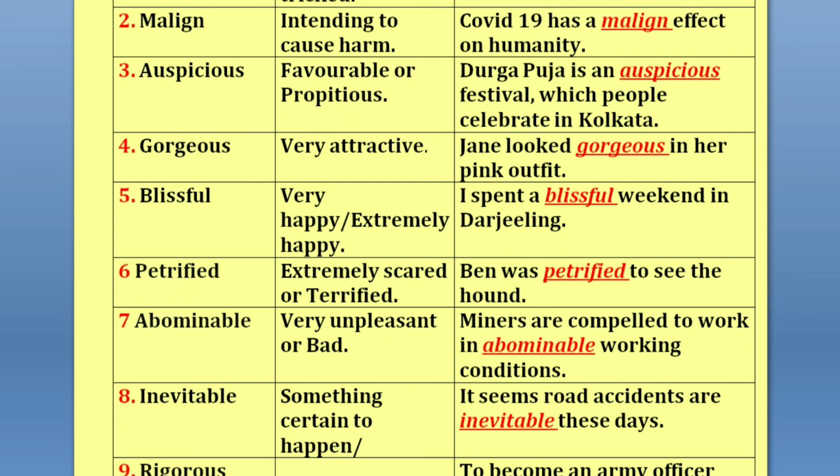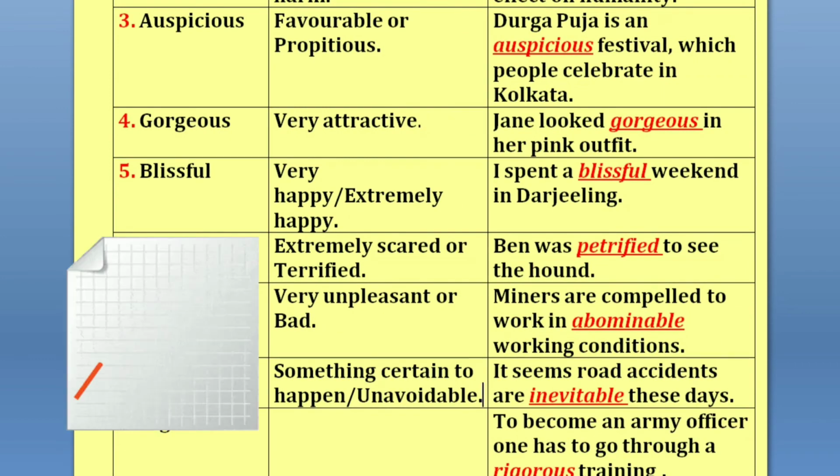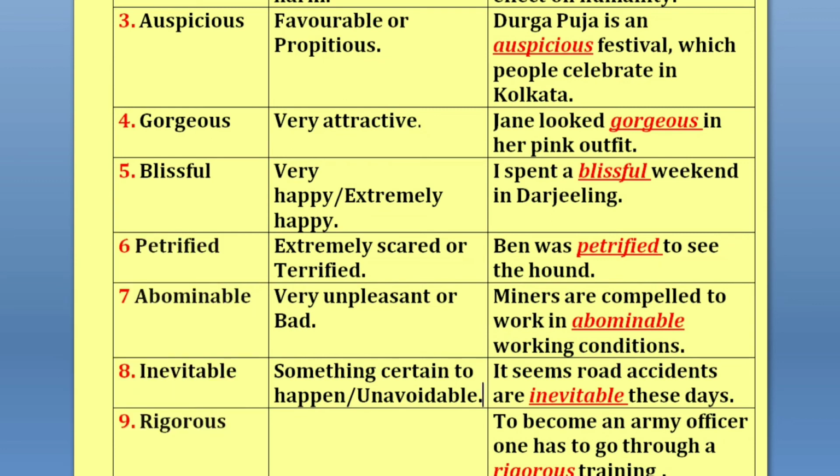Let's go ahead and see the example. As you see on your screen, the example is given over here, right? It seems road accidents are inevitable these days. So obviously we see that road accidents are becoming quite frequent. We can say that it is inevitable. That means that's going to happen and we are unable to avoid it. Obviously we don't want it, and for that we need to follow all the traffic protocols, right? We must obey the traffic rules, isn't that?